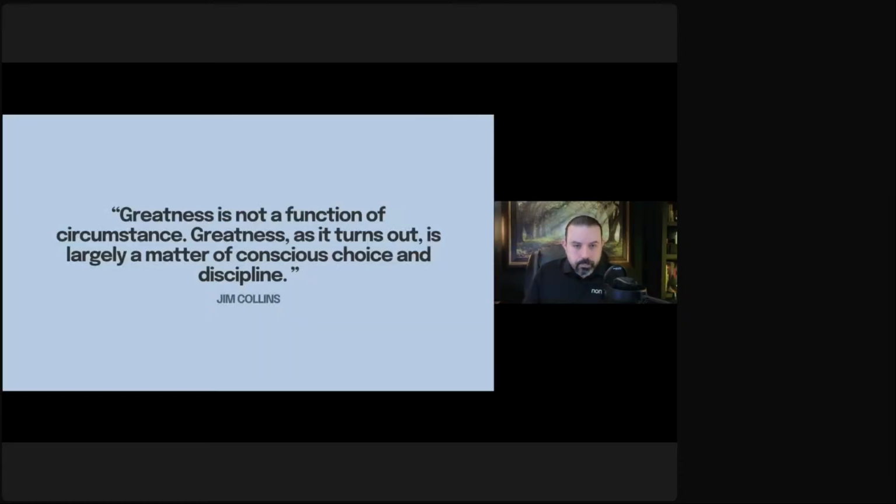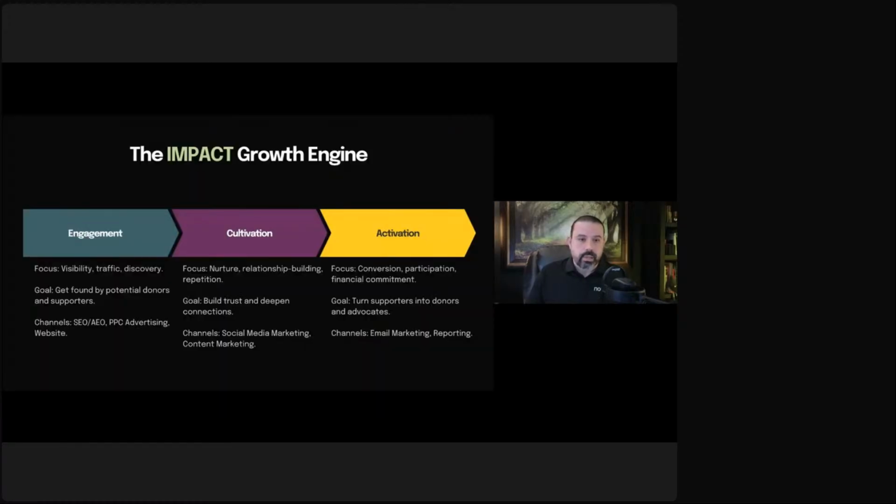Greatness is not a function of circumstance. Greatness, as it turns out, is largely a matter of conscious choice and discipline. All right, guys, we want to be great. We want our organizations to be great, but that's not going to happen by accident. It's not going to happen because one day the coin flipped your way. It's going to be because we planned, because we made a choice, and those series of conscious, disciplined choices are what is going to create the success that we're looking for. All right, let's go right into the plan.